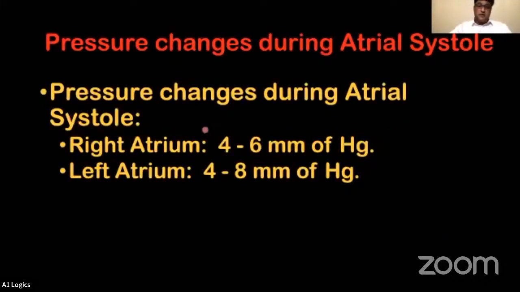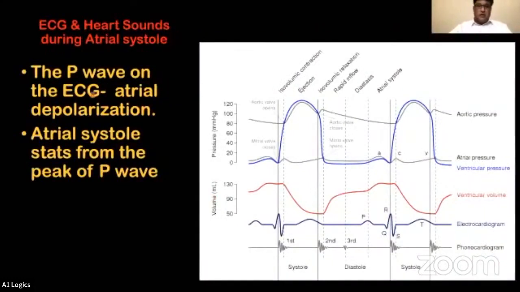Now, the pressure changes during atrial systole. We all know that the right atrium is 4 to 6 mm of Hg, and the left atrium is about 4 to 8 mm of Hg. Let us see, during atrial systole, that is the dotted line, somewhere here, and the bold line. Between the dotted line and the bold line is the atrial systole. So the P wave on the ECG is because of atrial systole or atrial depolarization. If you see the dotted line, it passes through the peak of the P wave. So from the peak of the P wave is where the atrial systole starts, right?